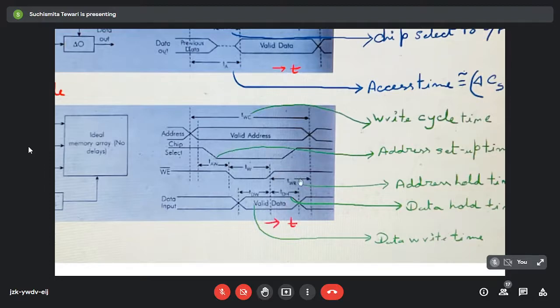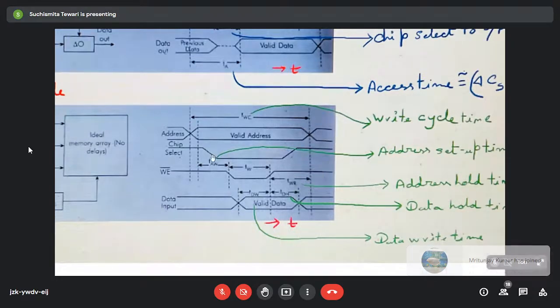Similarly, what is this TWR? It is the address hold time. That is, after this write enable signal is deactivated, the address should hold its value up to this time in order to avoid any kind of error. So this is the address hold time.